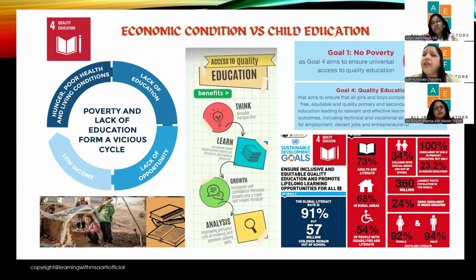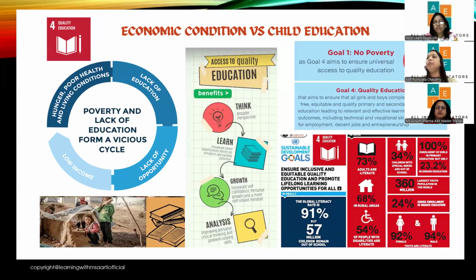When we have inclusive education, we have equitable education for all. We are trying to promote lifelong learners. So 73% of adults are able to be taught and made literate. There is a 68% increase in rural areas where we are able to reach, and our education facilities have increased for children out there. Even for disabled people, as our education is becoming more and more inclusive, there is a 54% increase in children who are disabled being able to get educated.